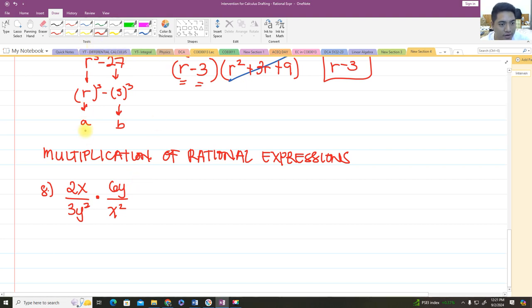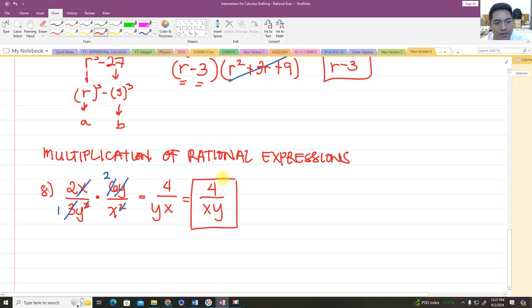If we do that, for example, 2x all over 3y squared times 6y all over x squared, here we can simplify x divided by x, and y divided by y, and then 6 divided by 3, which is 2. Now you can proceed with multiplication: 2 times 2 is 4, all over x times y, or simply 4 all over xy here.